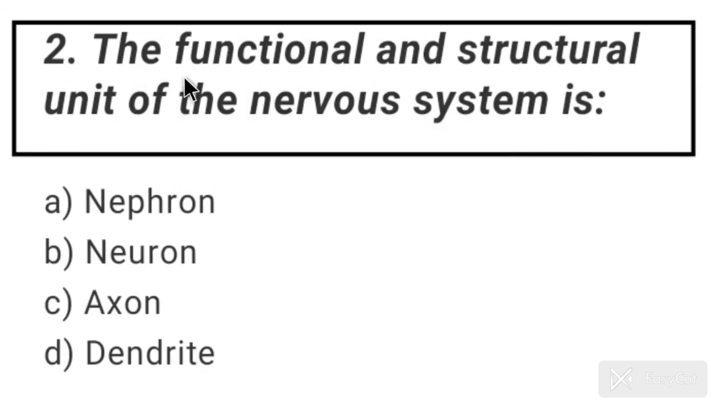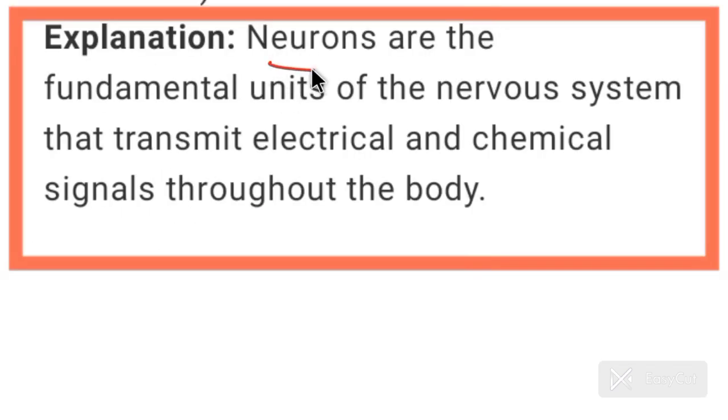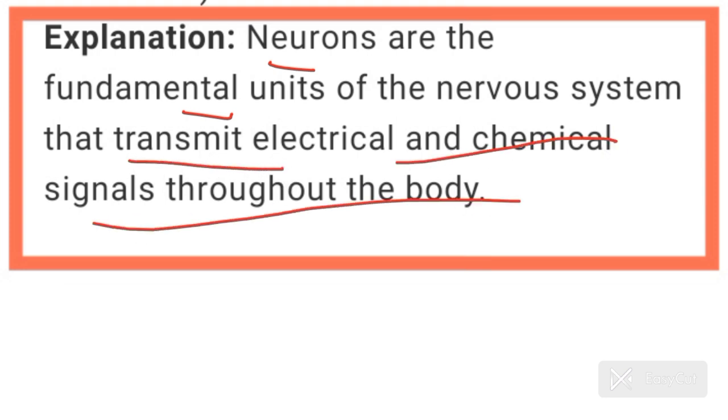Question number 2. The functional and structural unit of nervous system is. Answer is option B. Neuron is the functional and structural unit of nervous system. Neurons are the fundamental units of the nervous system that transmit electrical and chemical signals throughout the body.